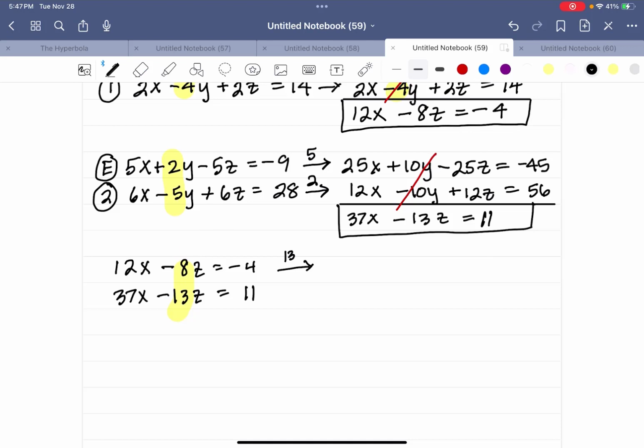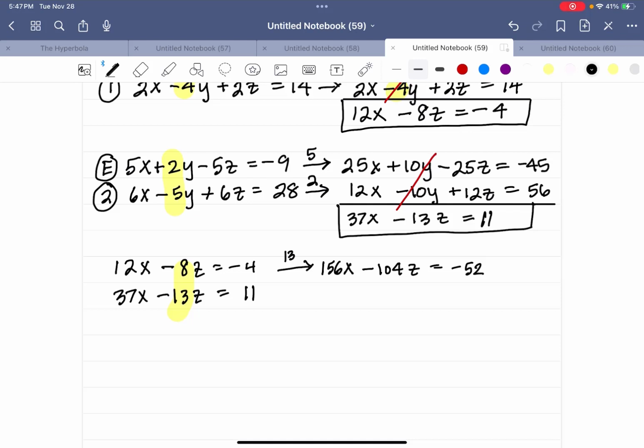And I get 12 times 13 is 156x. Okay. And then 13 times negative 8, that's the 104. So it's going to be a minus 104z. And then 13 times negative 4, that's a negative 52.